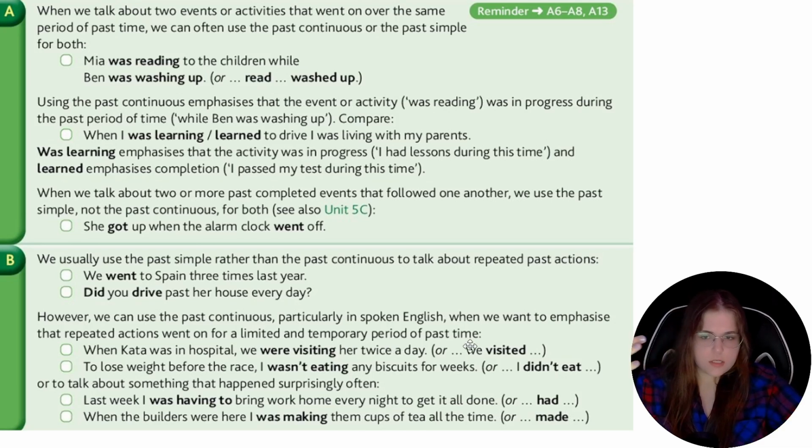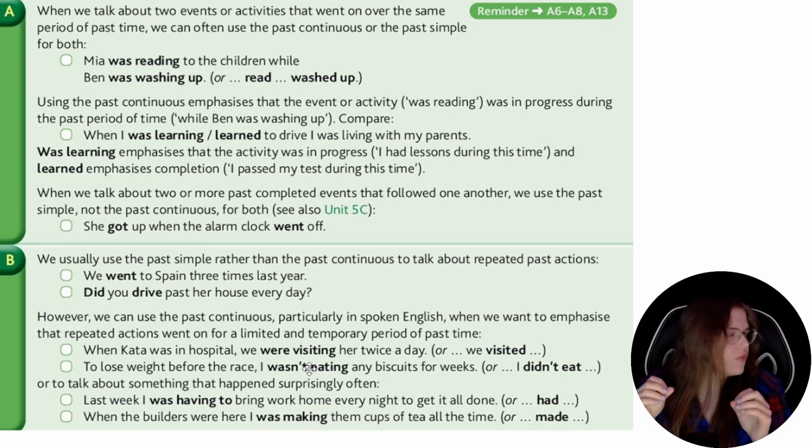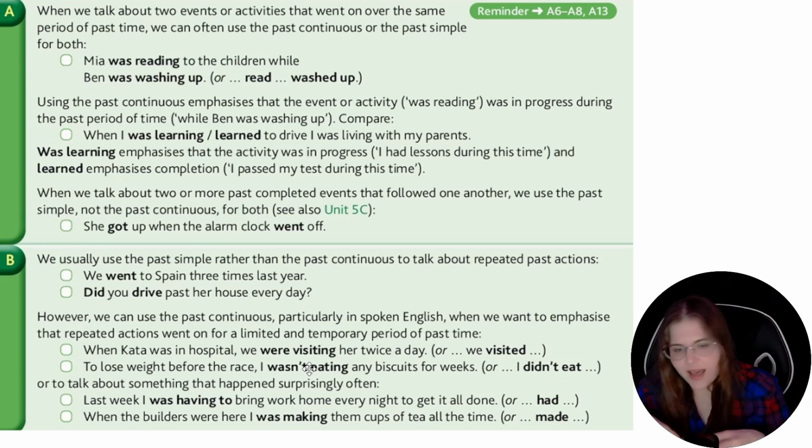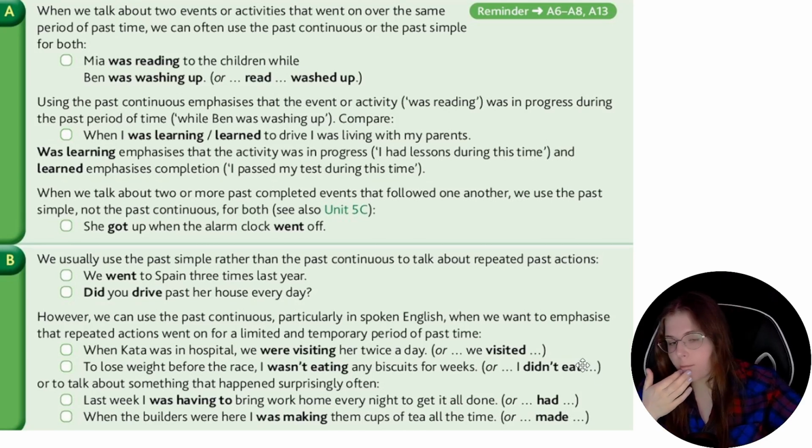And if this is just a fact, we visited. Quite easy. To lose weight before the race, I wasn't eating any biscuits for weeks, or I didn't eat. If I want to emphasize that I wasn't eating them and it was very difficult for me, I was suffering from that, and so on, I wanted but I didn't, I use past continuous in spoken English. And if it's just a fact that, well, I wanted to lose my weight, so I didn't eat any biscuits, I use past continuous here without any emotions.